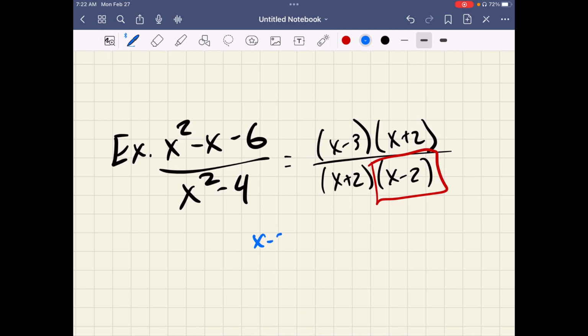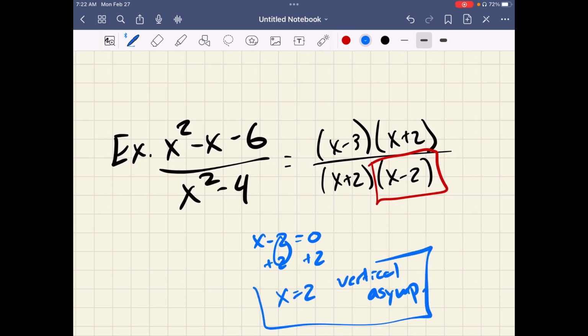So here I have x minus 2 equals 0. When I add 2, that would give me x equals 2. So I have a vertical asymptote at x equals 2.